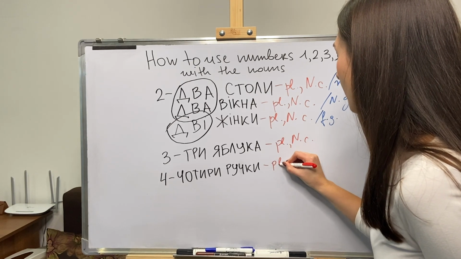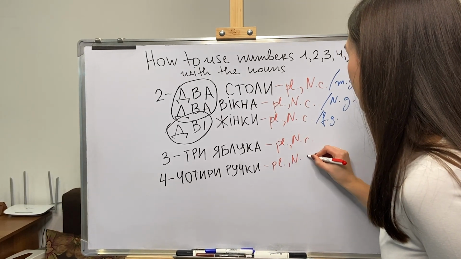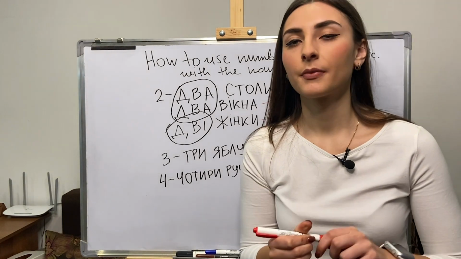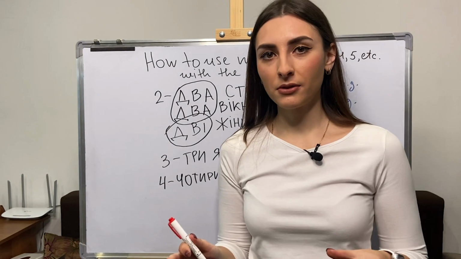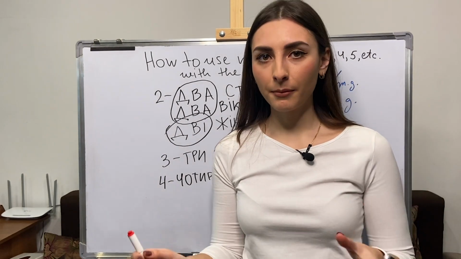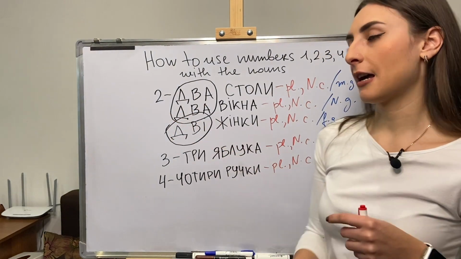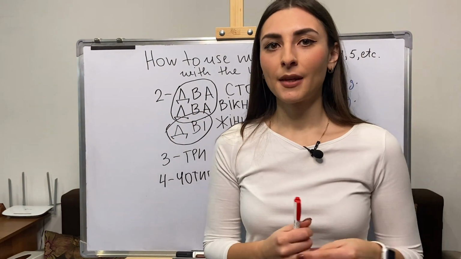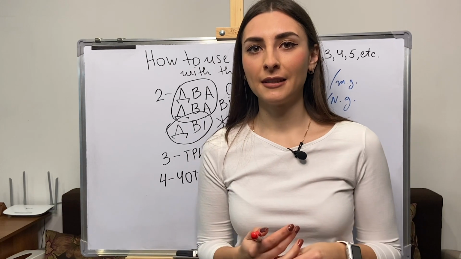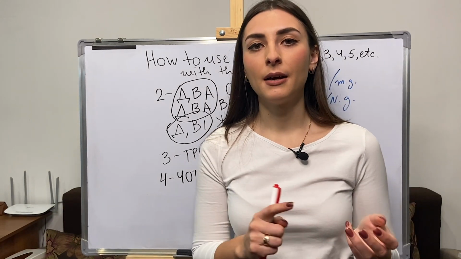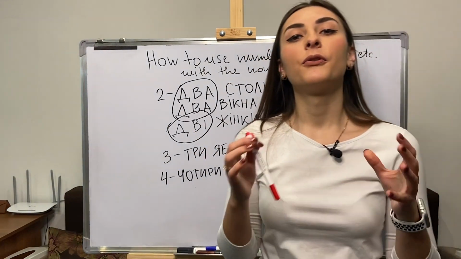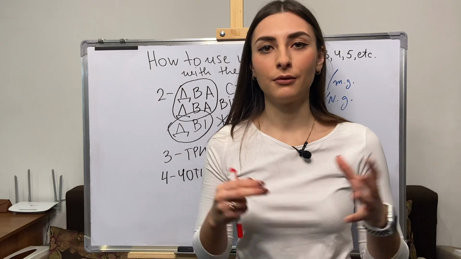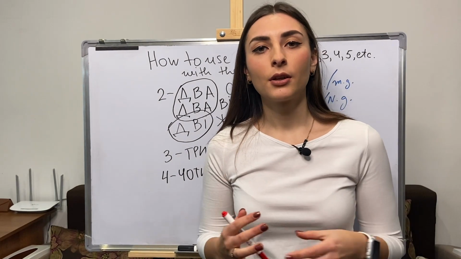Plural, nominative case. So guys, let's repeat. With the numbers 2, 3, 4, we use nouns in the plural form, nominative case. Just number 2 has 2 forms. Два, we use with plural nouns that have masculine gender in the singular, and дві with feminine nouns. Так? So nothing difficult. Now let's talk about the other numbers, guys.